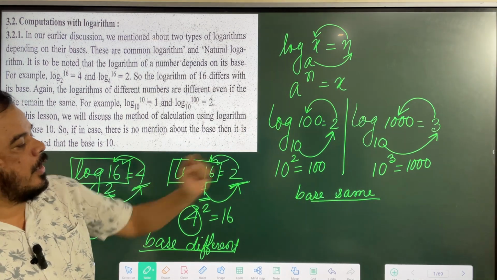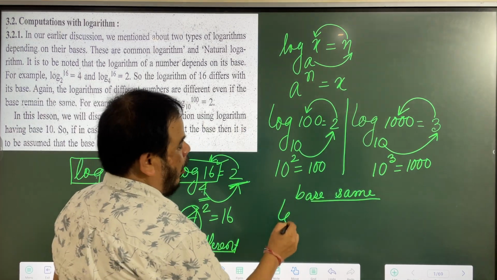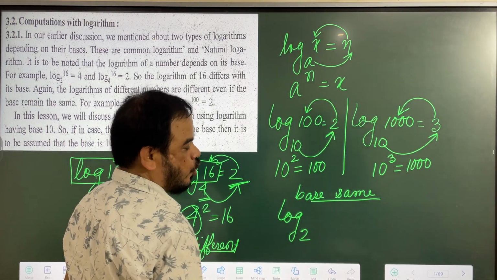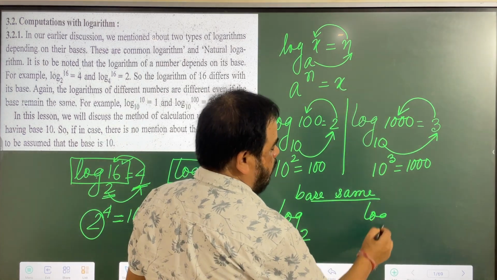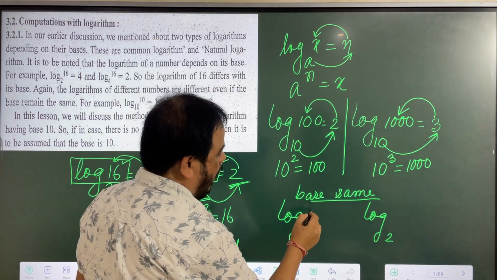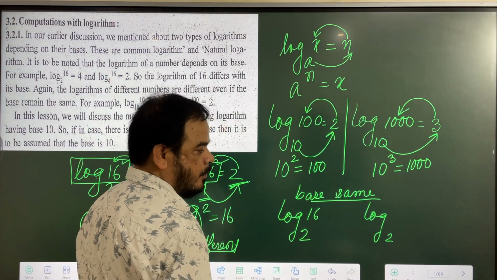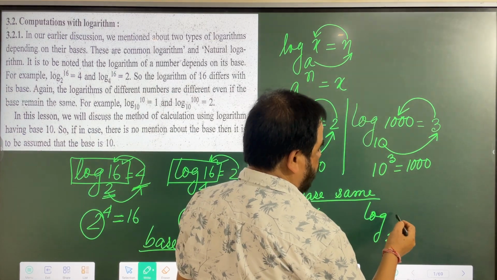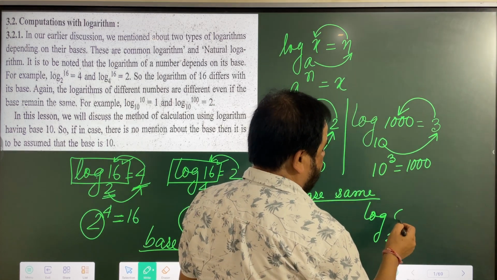So that you can get one more example. Log base 2 here. Here also log base 2. Here I have written 16. Here I have written suppose 64.